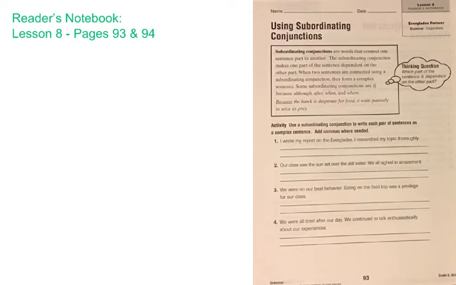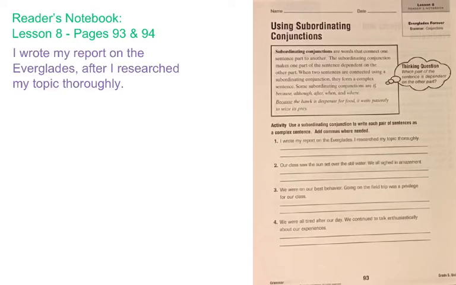So in our activity today, we're going to use a subordinating conjunction to write each pair of sentences as a complex sentence and add commas where needed. Number 1 reads, I wrote my report on the Everglades. I researched my topic thoroughly. And this one is time dependent, right? I wrote my report on the Everglades, comma, after I researched my topic thoroughly, because we needed to complete that research first and then write the report. So the subordinating conjunction I chose for number 1 was after.